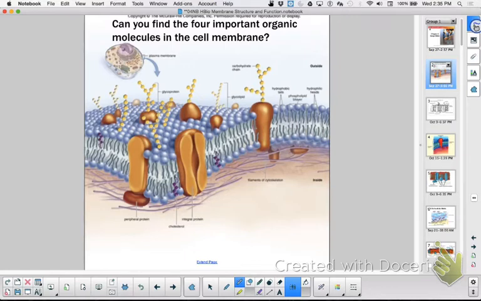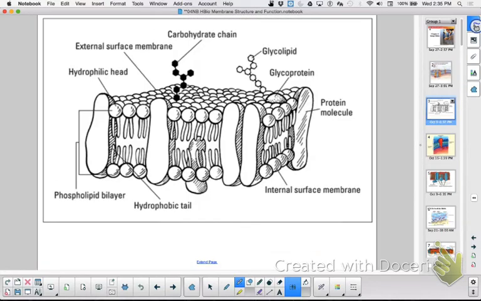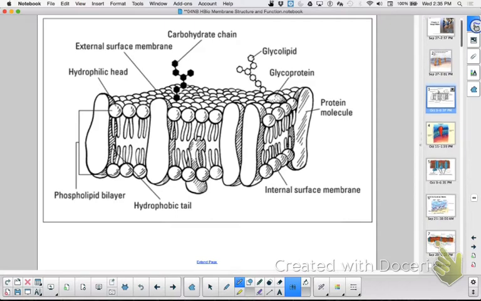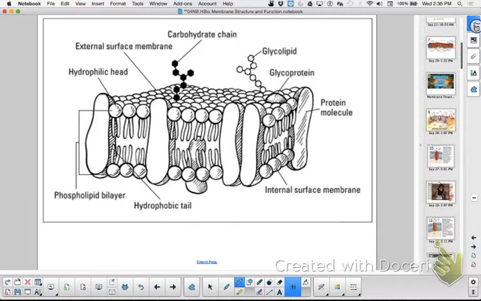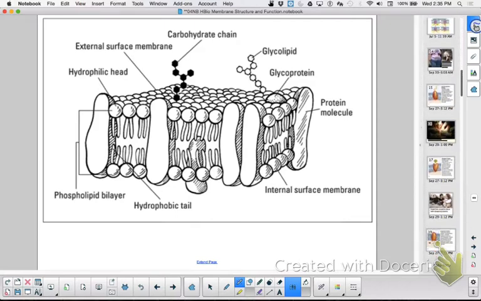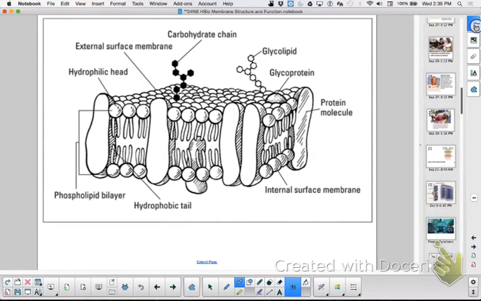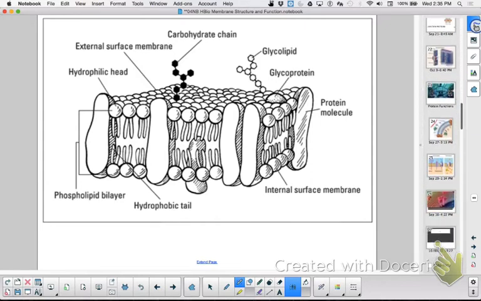We know the phospholipid bilayer is a barrier. We know the multiple functions of proteins. We know the function of cholesterol with stability. And we know those carbohydrate side chains with cell recognition. Okay, so if we looked at an unlabeled picture, you could label it, right? Okay. I'm going to jam all the way through here. And I'm going to go all the way to here.